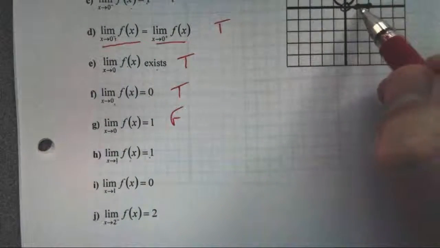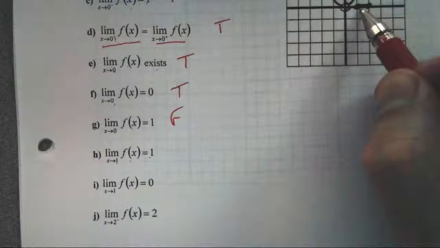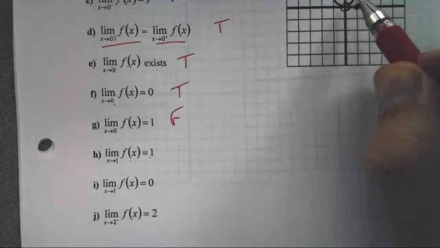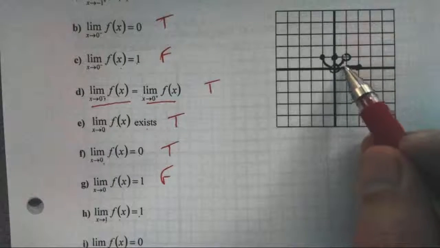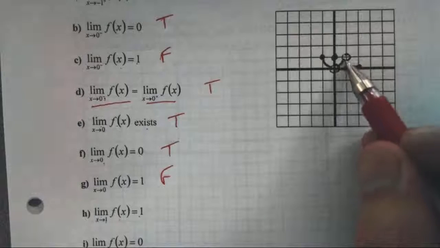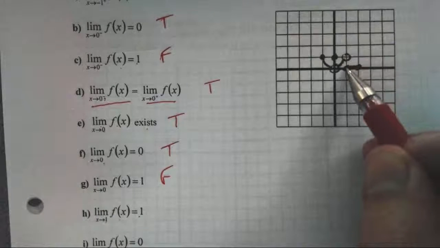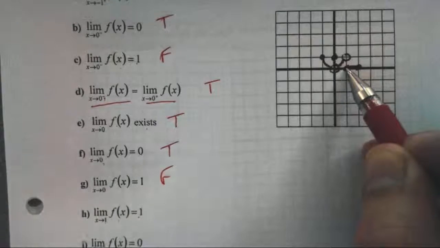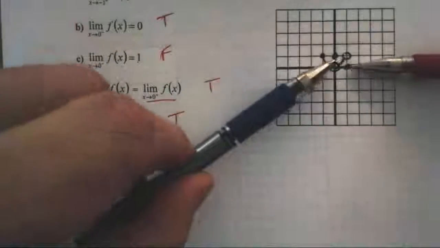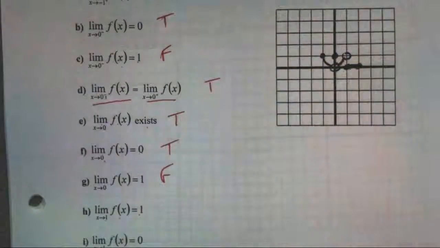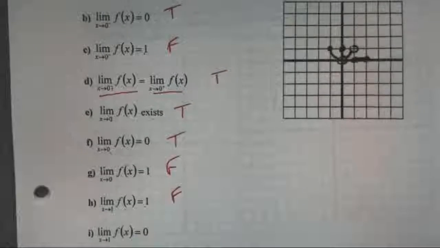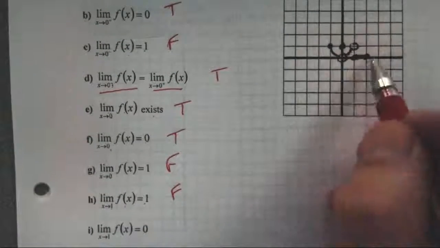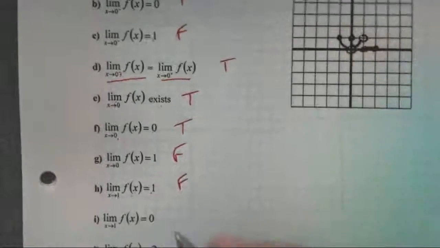Limit as we approach 1. Is it 1? Well, the limit as we approach 1 from the left is 1, but as we approach from the right, it's 0. So the limit doesn't even exist. The right-hand and left-hand limits exist, but the ETs aren't touching. So false. Is the limit 0? No, it's 0 from the right, but 1 from the left.